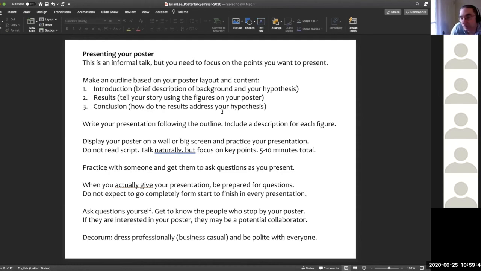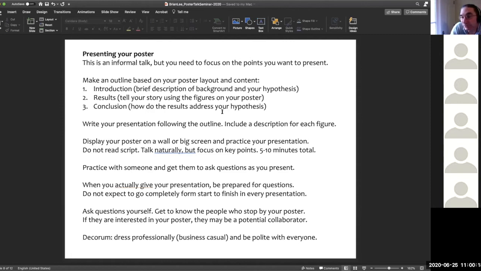Once you've got an outline, what I'd recommend doing is write a presentation. Include descriptions of each of the figures, and write it down on paper, because that'll help you get an idea as to what you want to present. And then go ahead and display your poster on a wall if you've got a projector, or on a big screen, or even just on your computer screen, and then practice giving your presentation.